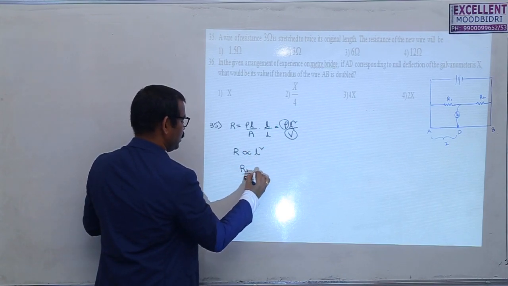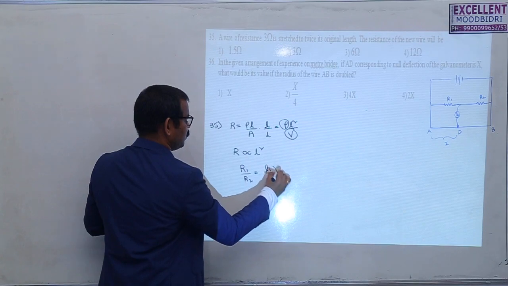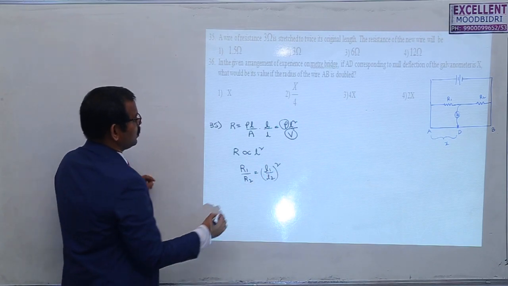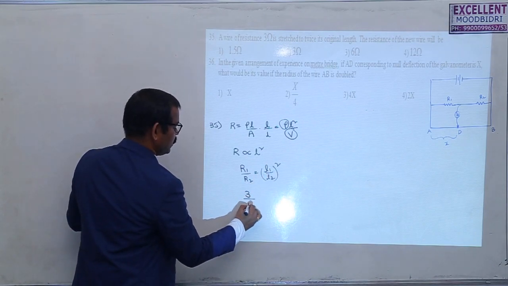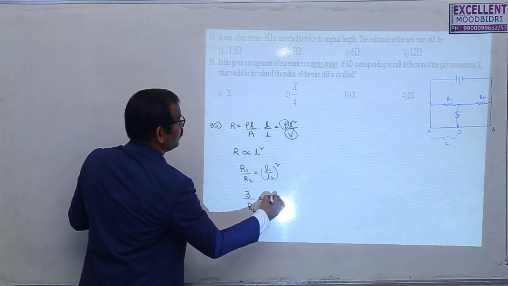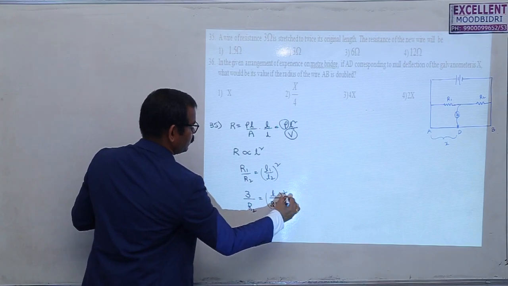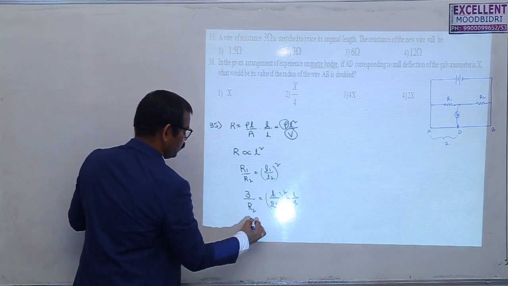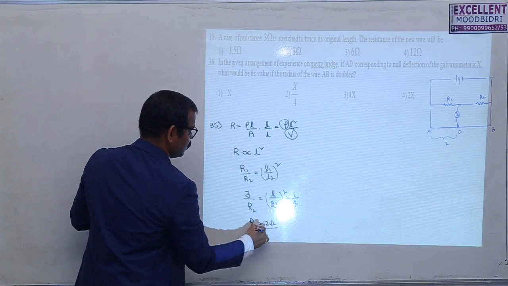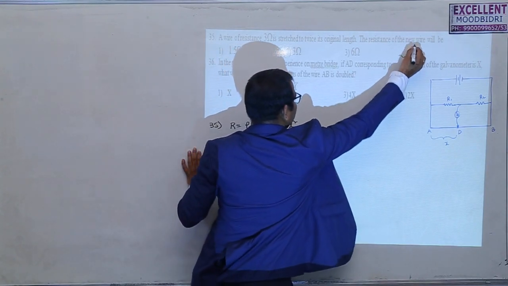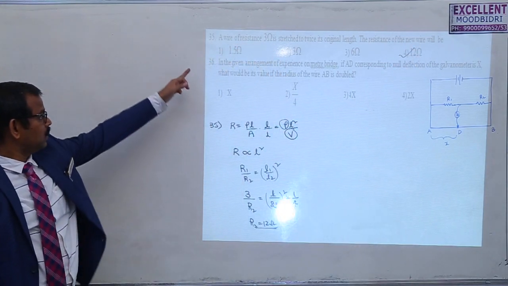So from this we can write R1 by R2 is equal to L1 by L2 whole square. Initially the resistance is 3. The final resistance we are finding; the initial length is L, and it is stretched to double its length. So it becomes 1 by 4, 3 fours are 12, R2 is equal to 12 ohms. So the correct answer is option 4.